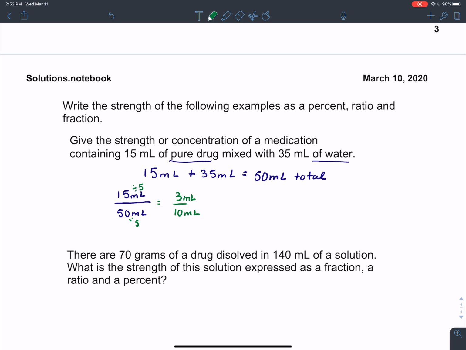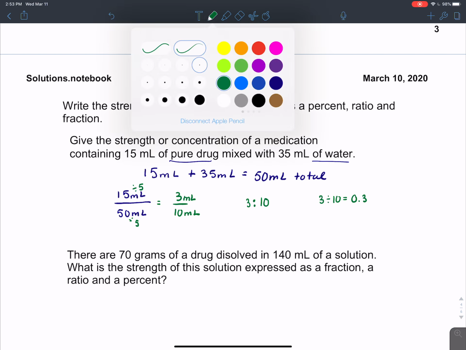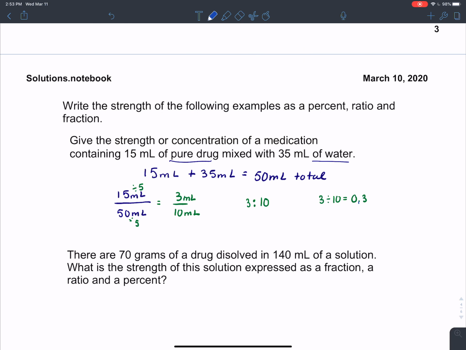To write this as a ratio, I would write 3/10. To write this as a percent, I do 3 divided by 10, which gives me 0.3. That's my answer in decimal form. To get this as a percent, I bump my decimal point over twice, or I multiply by 100%. Either way, I get 30%.